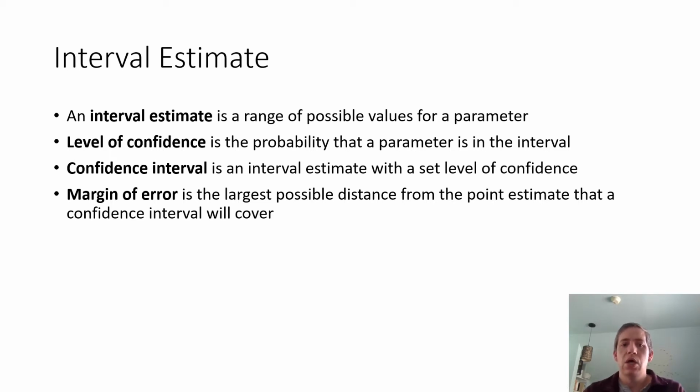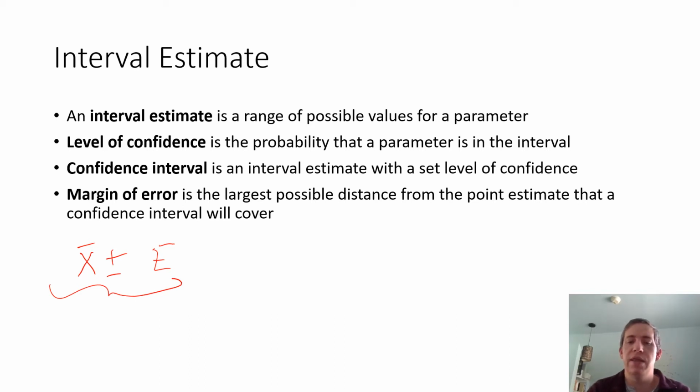And the margin of error is the largest possible distance from the point estimate that a confidence interval will cover. So what ends up happening is, we basically say that the margin of error, which I'm going to put as E for error, if I take the sample mean that I get and add or subtract that error, this whole thing is going to give me an interval.